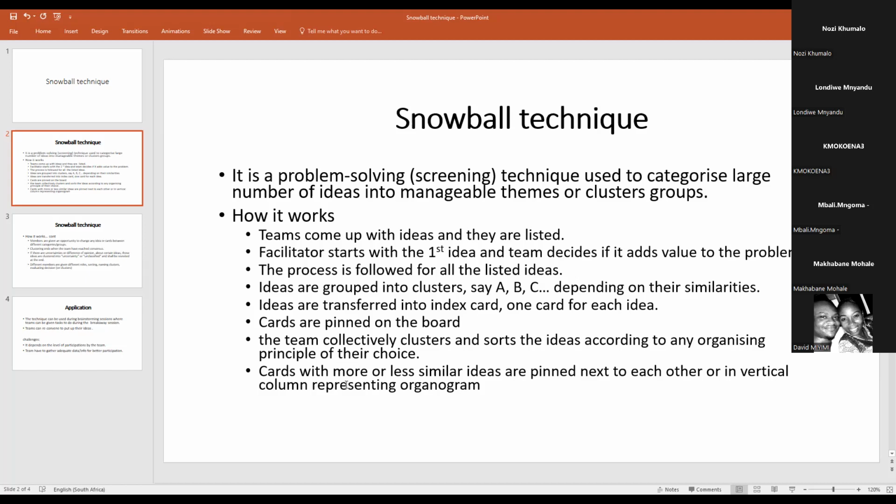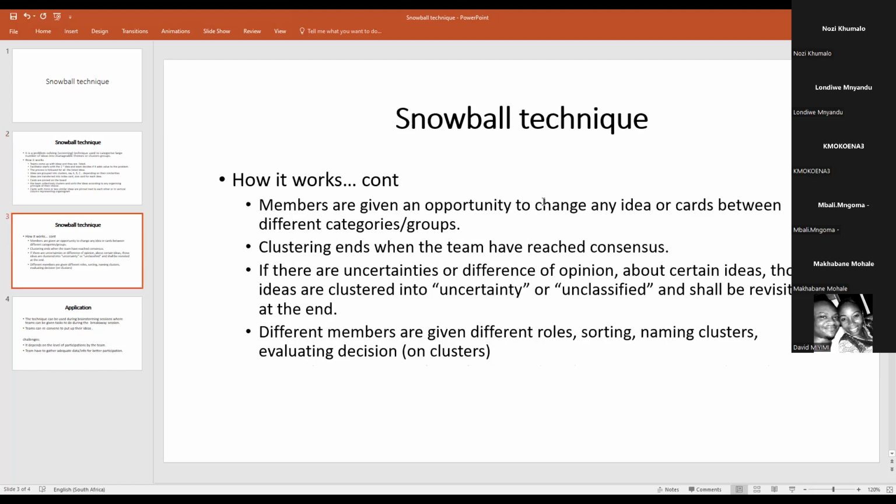Cards with more or less similar ideas are pinned next to each other or in a vertical column representing an organogram. So members of the team are given the opportunity to move any idea or card between different categories or groups. Clustering will end when the team has reached consensus. If there are any uncertainties or differences of opinion about certain ideas, those ideas are clustered into a group called uncertainty or unclassified and shall be revisited at the end of the process.